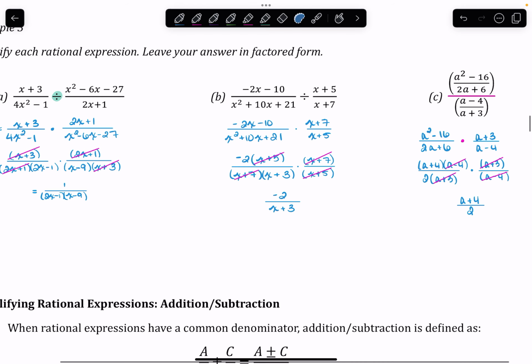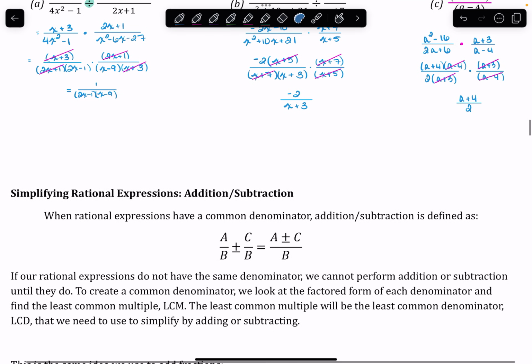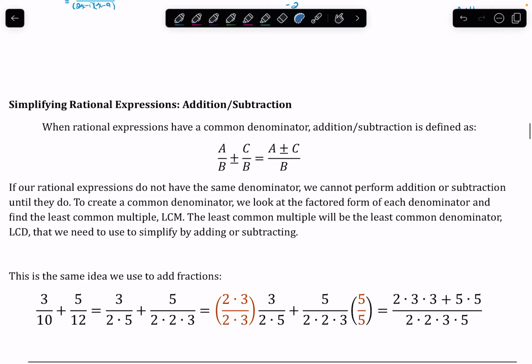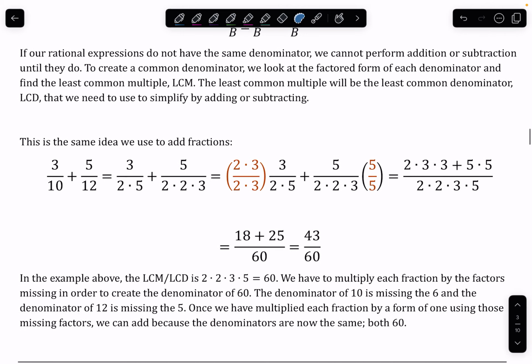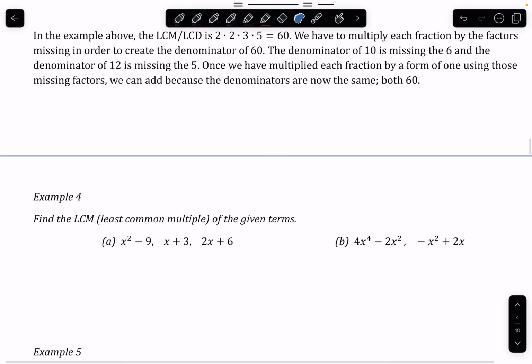All right, adding and subtracting. So we've done the multiplication, division. Now we're going to do the addition, subtraction. So multiplication, division, we change it all to multiplication. Just divide out everything identical on top with one that's identical on the bottom. Addition, subtraction is not that simple because you have to have a common denominator. So you can read through that example there if you want to. All right. First thing we're going to do, find the least common multiple of the given terms.